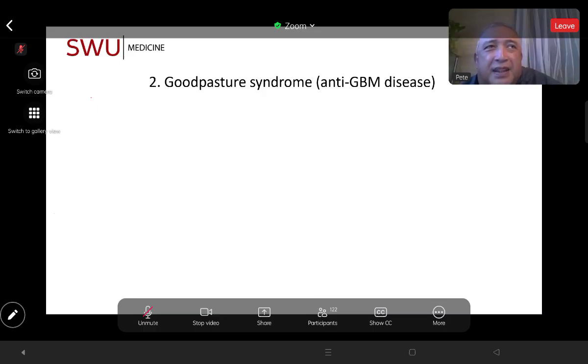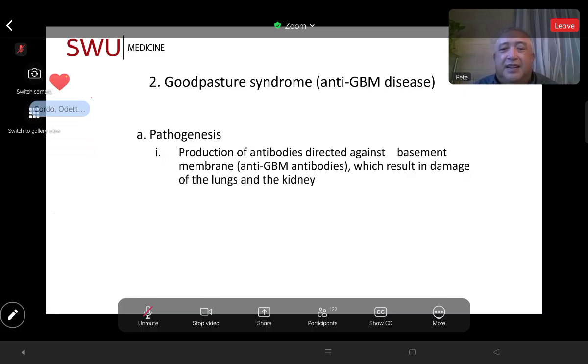Okay, so this is what I want you to remember. In Goodpasture syndrome, there are two O's in Good. It's a type 2 hypersensitivity reaction. Do you follow me? Anytime you see two O's in Good, that is your Goodpasture syndrome, known as anti-GBM disease. It is autoimmune. What is the pathogenesis? There are anti-GBM antibodies, and this will result in damage to the lungs and the kidney. Do you follow me?